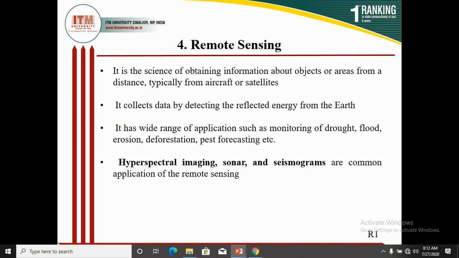I have told you that remote sensing is basically made up of two words: remote and sensing. Sensing of objects which are very far away from us is considered remote sensing. With the help of satellite or aircraft, it collects information on the basis of reflected energy from the Earth's surface. Remote sensing has wider application in the field of agriculture. It helps in detection of flood, drought, erosion, deforestation, pest forecasting. A few common applications of remote sensing are hyperspectral imaging, sonar, seismograph, etc.